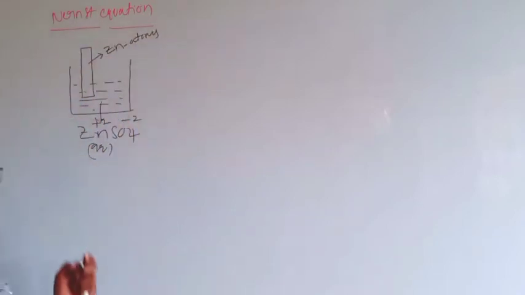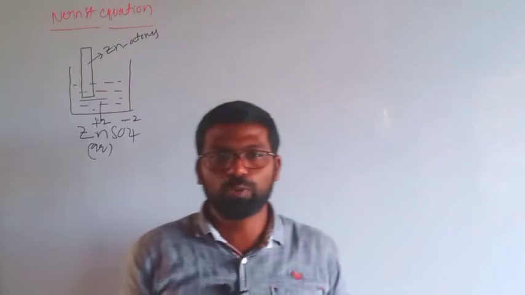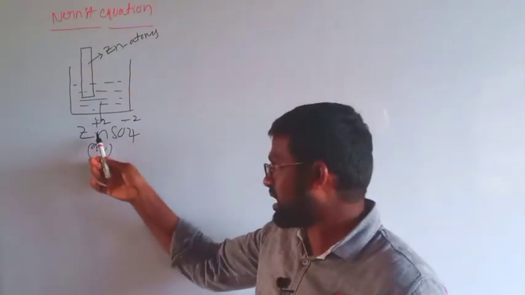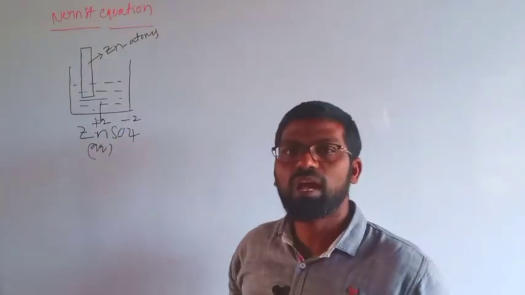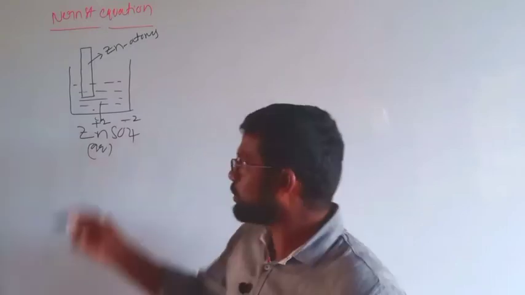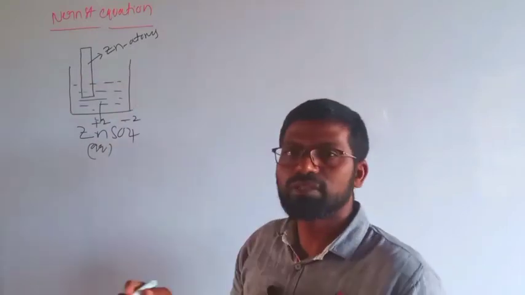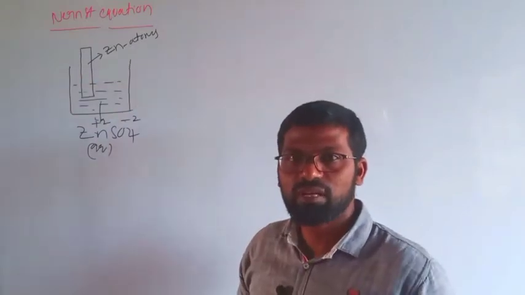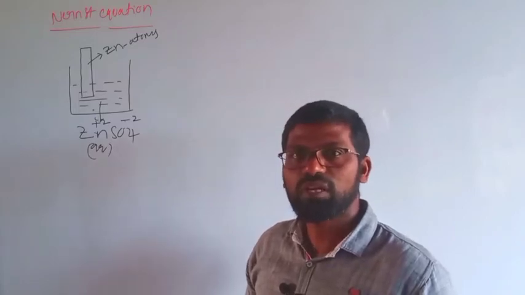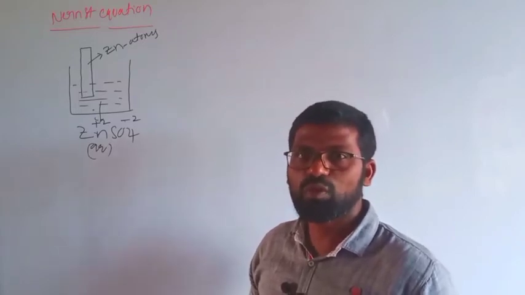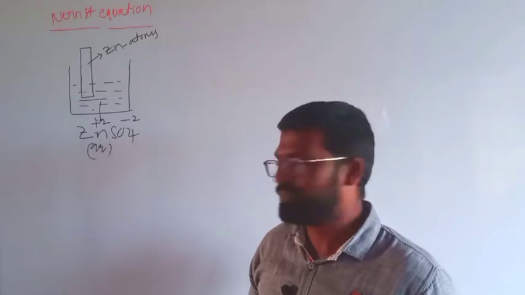Here we know that zinc atoms have their own potential and zinc ions inside the solution have their own potential. When both are in contact with each other, there exists some potential difference. That potential difference is called electrode potential. This we have all discussed in the previous lecture.